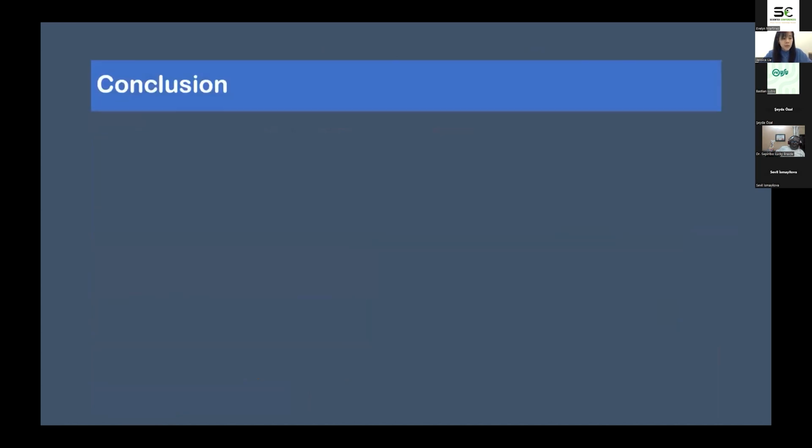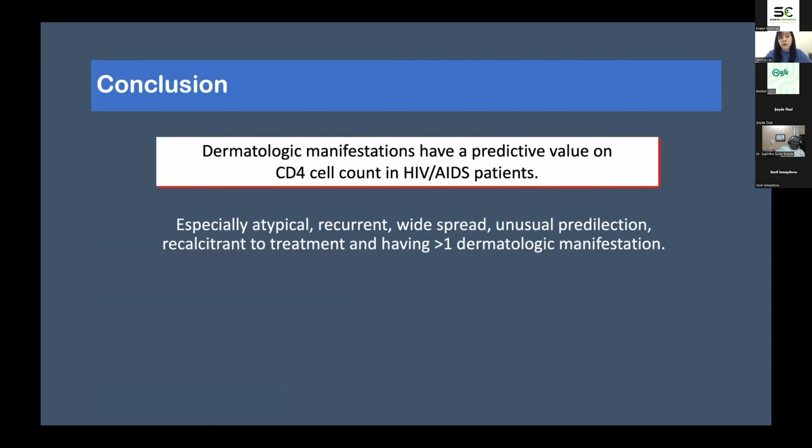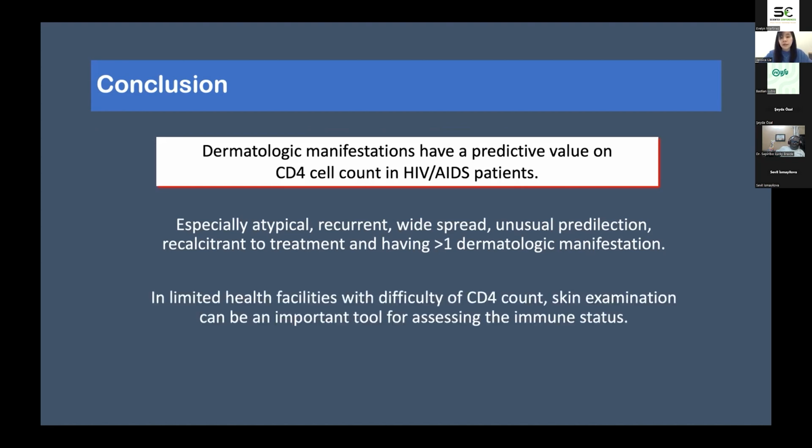So, as a conclusion, dermatologic manifestations have a predictive value on CD4 cell count in HIV/AIDS patients, especially when atypical, recurrent, widespread, of unusual predilection, recalcitrant to treatment, and with more than one dermatologic manifestation in one patient. In limited health facilities with difficulty in CD4 count testing, skin examination can be an important tool for assessing the immune status.